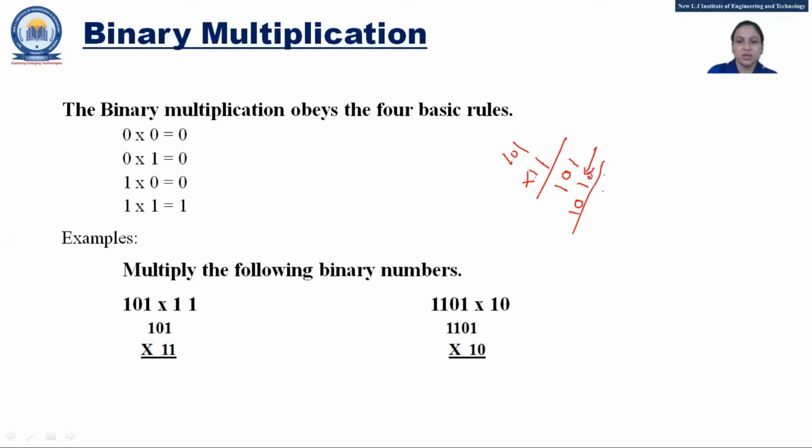So here we get 1 1 1 1, four ones, which is equal to, what was our number? 15. This is our 5 and this is our 3. So 5 multiplied by 3 gives 15. So the four ones represent our 15. Now let's look at another example.